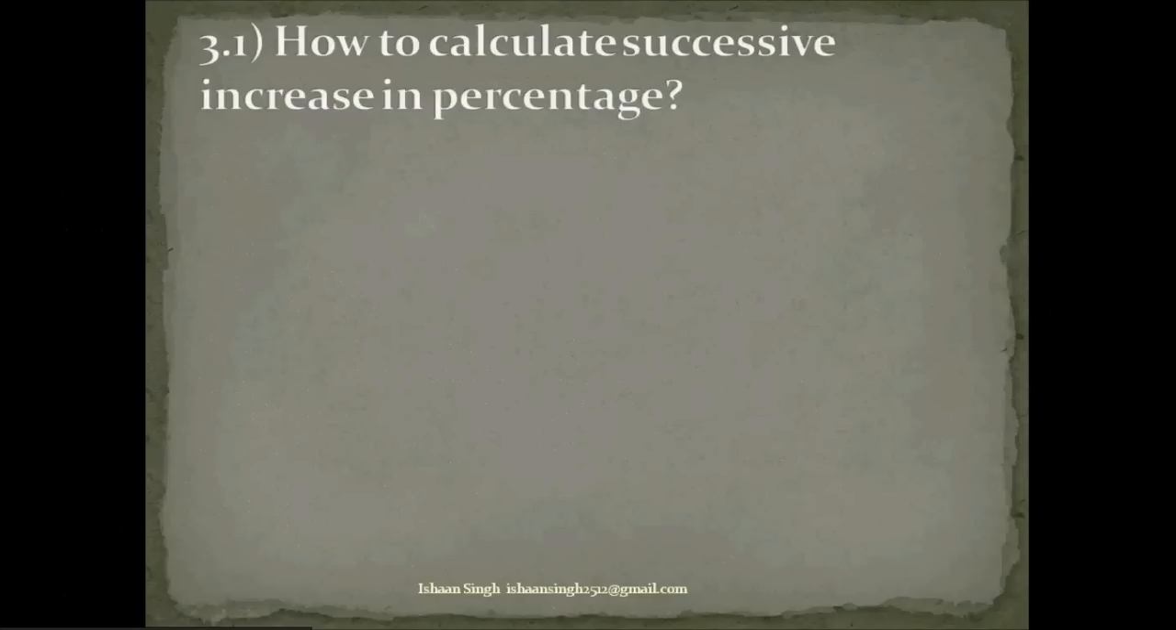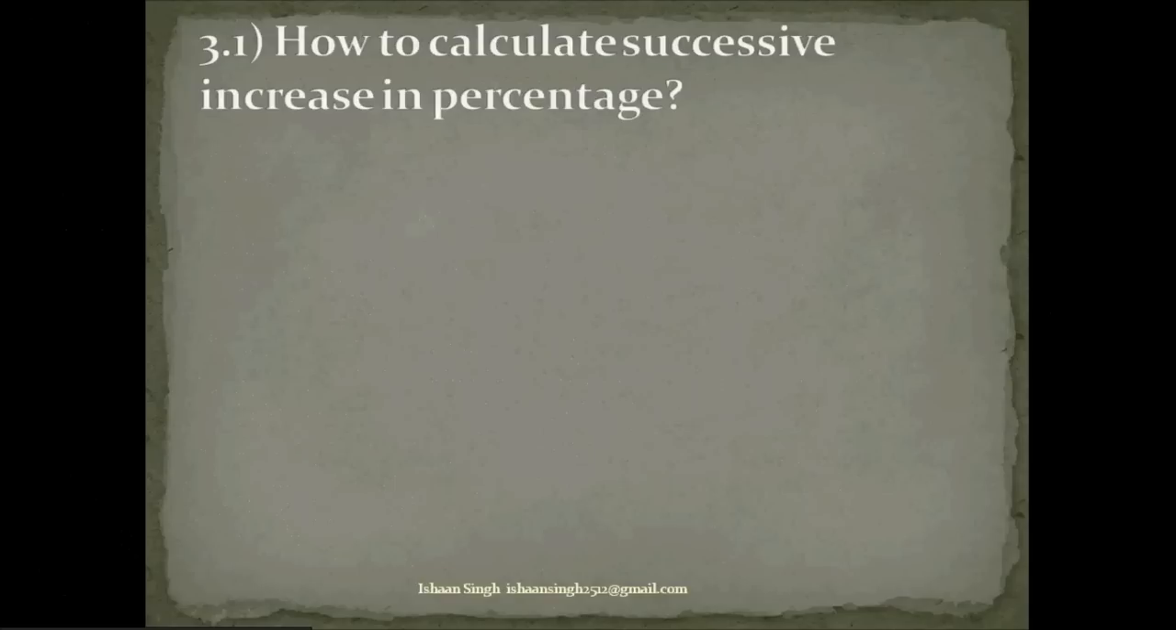For example, if I say a value increased by 20% in the first month, 25% in the second month, 30% in the third month, find the total increase in the percentage. You cannot just add 20 plus 25 plus 30 and say the total increase is equal to 75%. You cannot do it. There is a method you have to use to calculate.